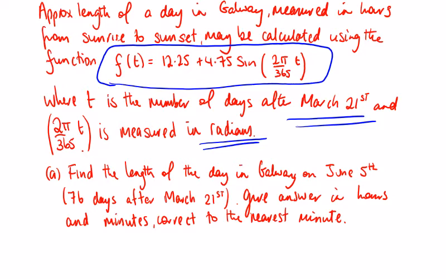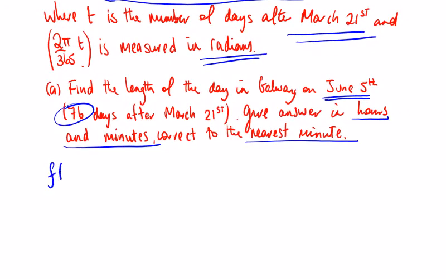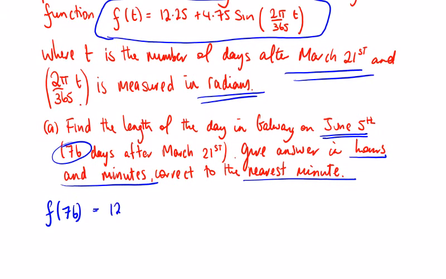Find the length of the day in Galway on June the 5th, and it tells us that that is 76 days after March 21st, and we want our answer in hours and minutes correct to the nearest minute. Okay, so t is equal to 76. So we're looking for f(76), which is equal to 12.25 + 4.75 by the sine of 2 by π by 76 over 365.